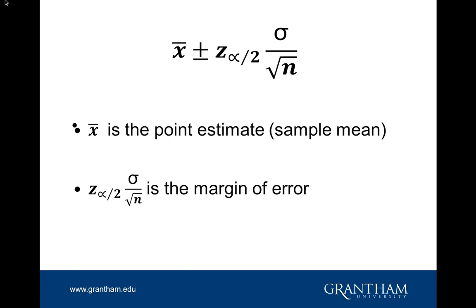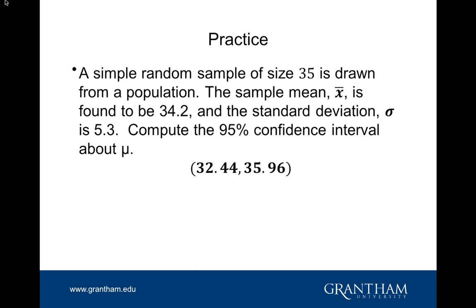So here, we would come up with an answer of 32.44 to 35.96. Notice that the confidence interval has two values. It's an interval. It's telling you that your answer is going to be between 32.44 and 35.96. You will not come up with one number as your value. It has to be a range of numbers.